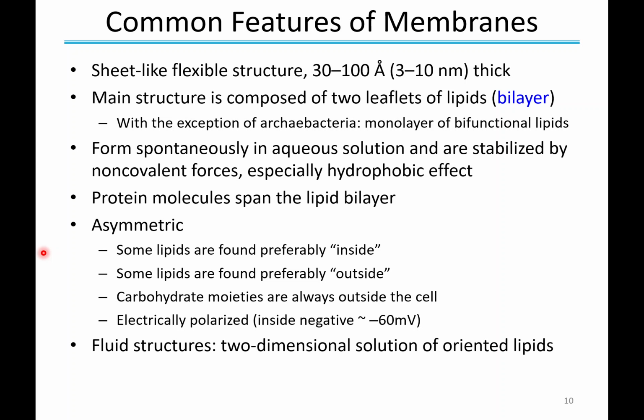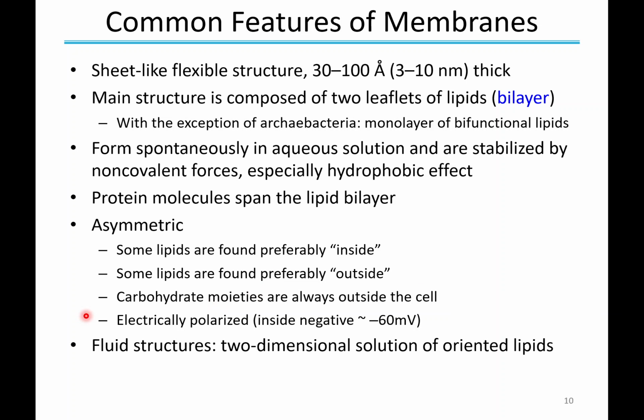Okay. Protein molecules are present in all membranes, and some protein molecules can span the entire lipid bilayer. Right. Membranes are asymmetric, and what we mean there is that some lipids are found mostly on the inside of the bilayer, on the inside of the cell. Some lipids are found on the outside of the bilayer, or the outside of the cell. Carbohydrates are always on the outside of a cell. So the glycosylated lipids or proteins are going to be on the outside of the cell.